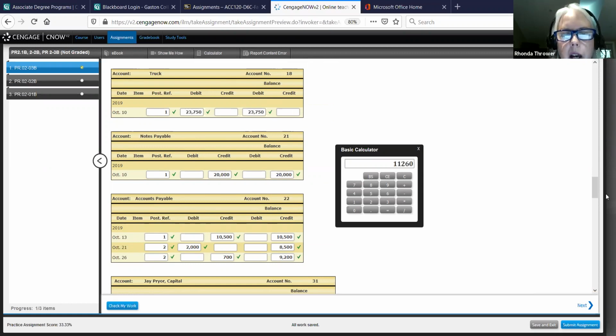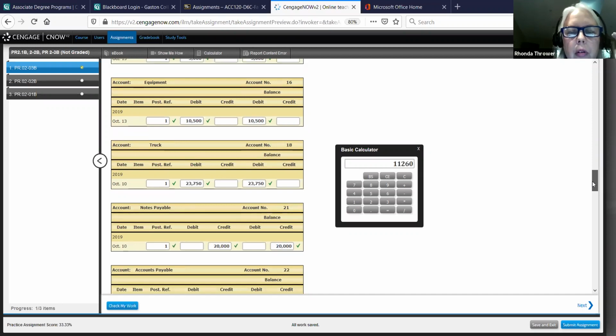In the next chapter, we'll be adding to this. So learn how to journalize, learn how to post and balance your accounts in your ledger, and learn how to do an unadjusted trial balance. Those are the most important things that you can learn in this chapter.